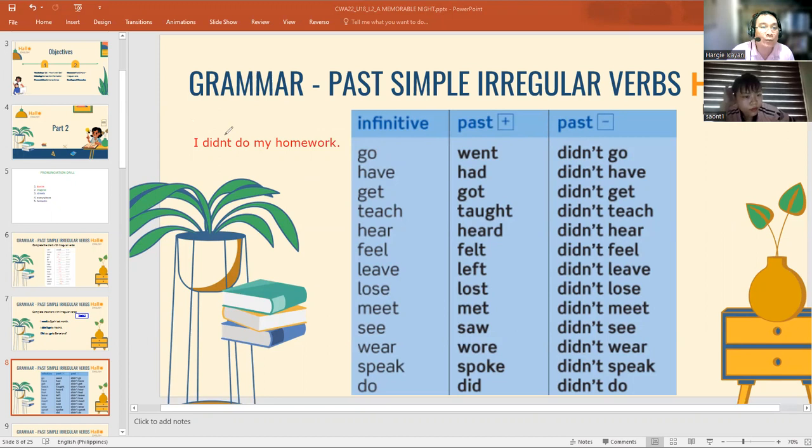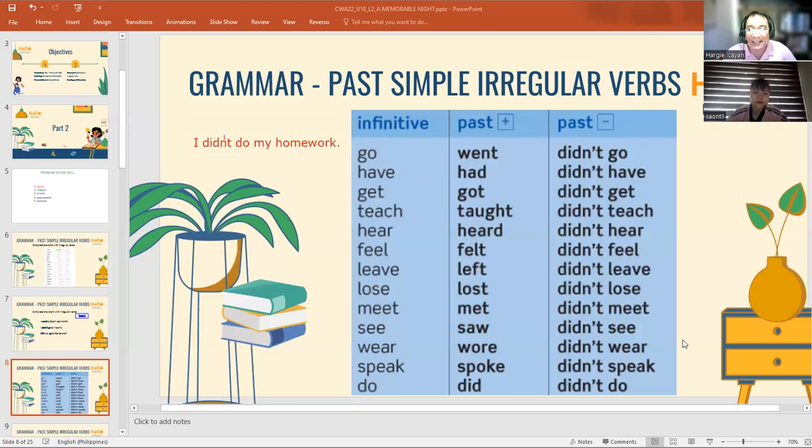Okay, so, I didn't do my homework. That means, Sao, you weren't able to do your homework. Let's say, for example, your teacher gave you homework last night. So you may say, I didn't do my homework, or you can also say, I didn't do my homework last night.